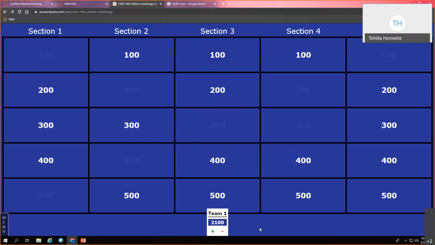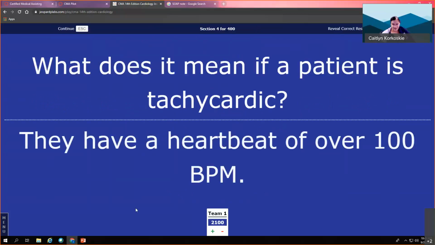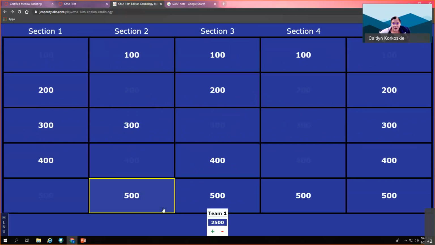Section 4 for 400. All right. So this is the opposite of the bradycardic. What does it mean if a patient is tachycardic? Like fast heartbeats. And how many beats per minute is considered tachycardic? I think it was more than 100 beats per minute. Yes. Anything more than 100. All right. Perfect. Cool.